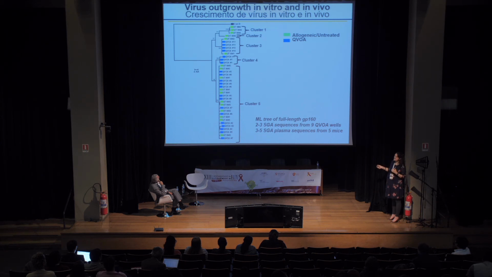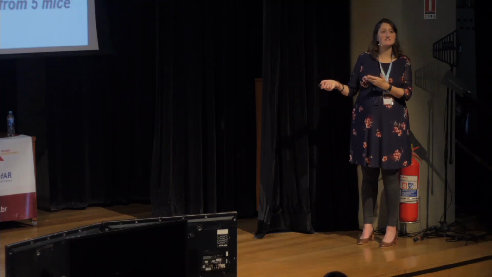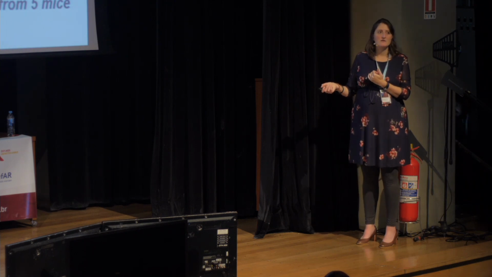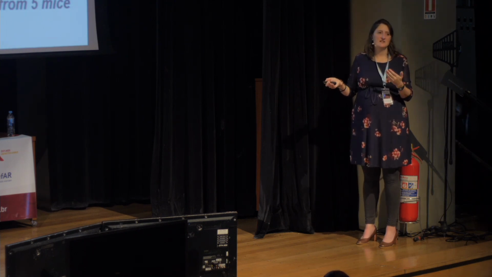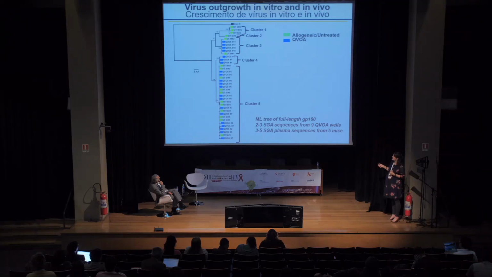You can see a couple clusters that you only see in QVOA or you only see in mice. And I guess one question is, do you have to just do more deep sequencing, that we haven't reached the depth of sequencing, or that there really is a difference in how you stimulate latently infected cells into which viruses grow out? So you can see that this cluster is only found in one well of QVOA, and these 2 clusters are only found in 2 different mice.